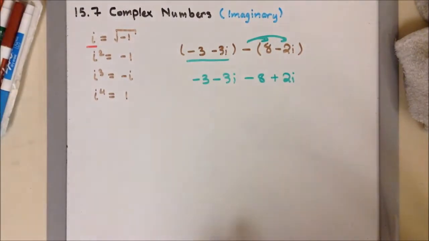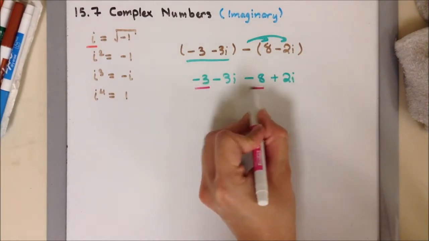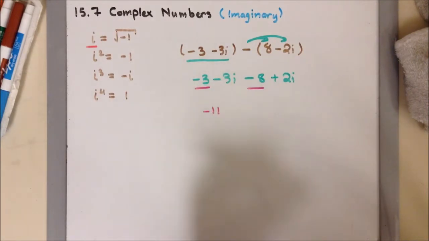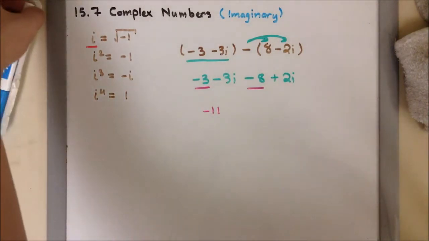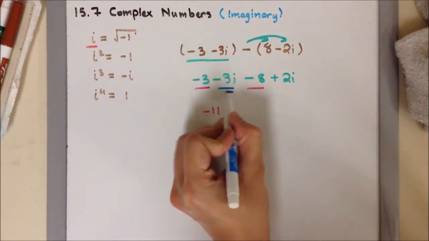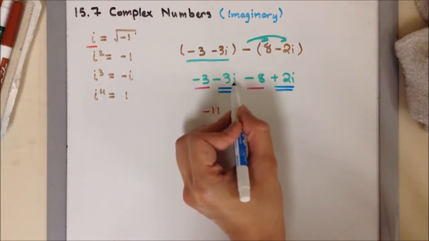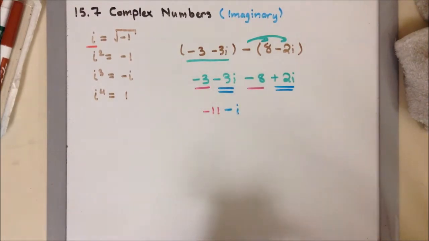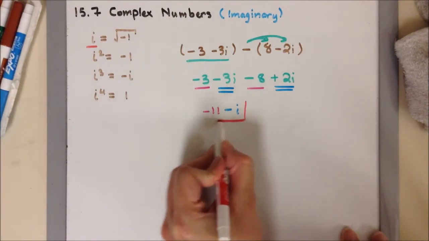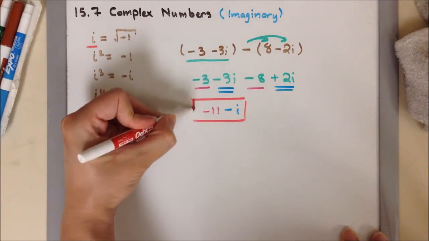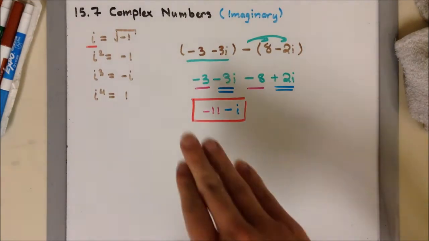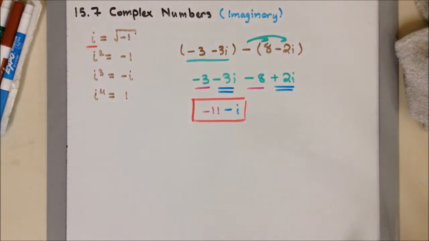And as usual, combine like terms. So I'm going to combine my real numbers first. So negative 3 minus 8 will be negative 11. And then combine my imaginary and complex number. So negative 3i plus 2i, that would be negative 1i or just negative i. And that will be our final answer. Negative 11 minus i, and again, always write your answer in standard form. Real number first, imaginary and complex number second.